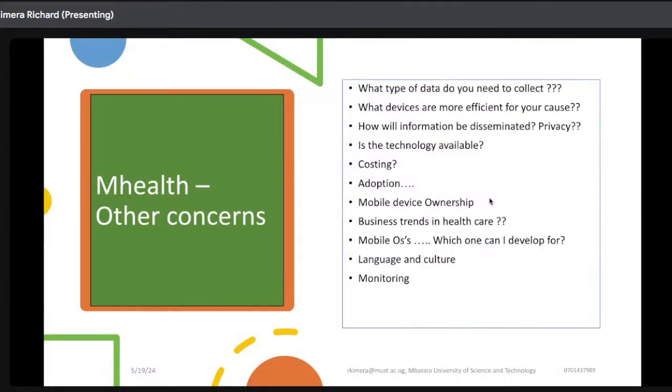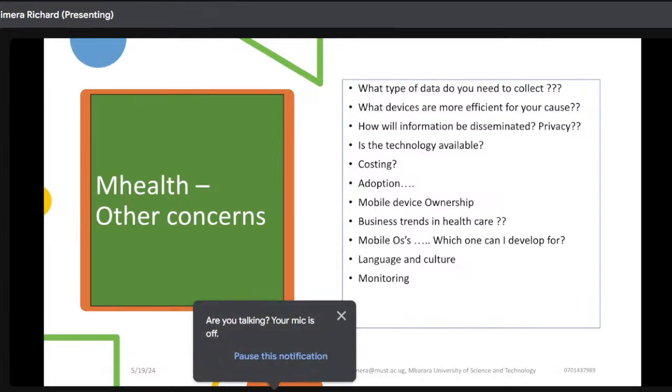Device ownership, I've talked about it. We could deliver solutions, and yet we only find out that we expected a device to be owned by a lady, and yet it is owned by the husband. He bought it, he puts airtime there, and so he must see whatever comes. And vice versa.